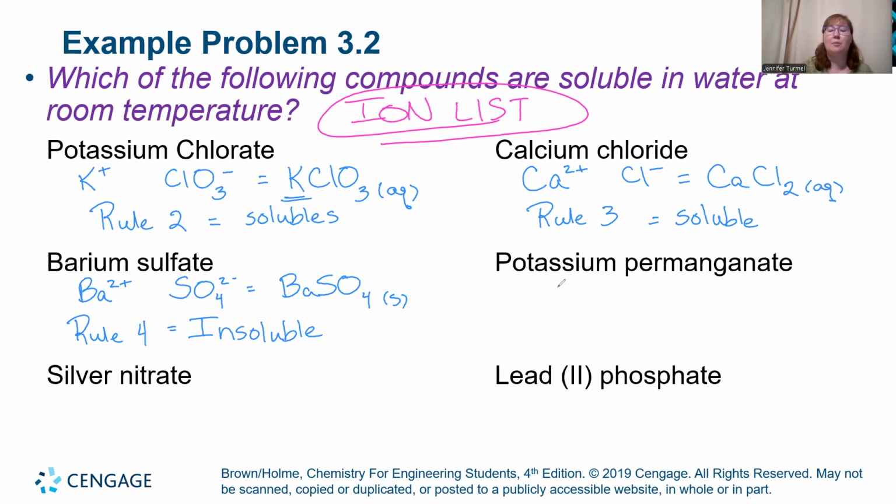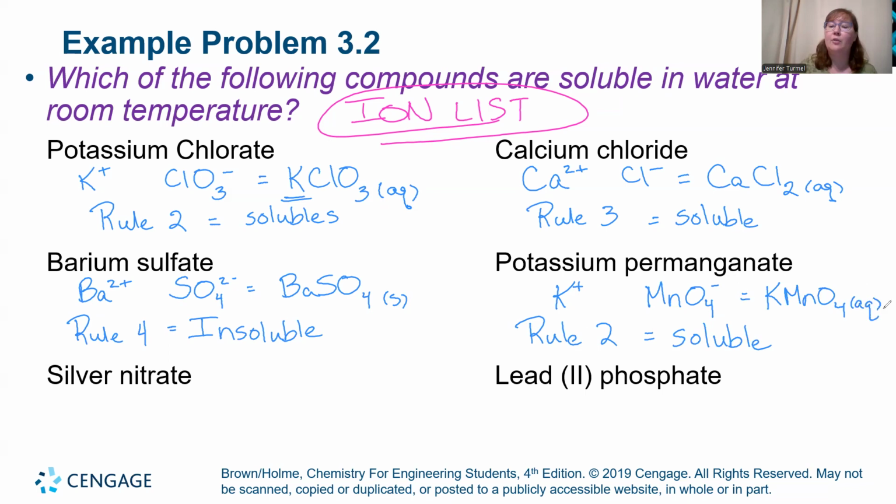Now we have our potassium permanganate. So we have our K plus, and then our permanganate, which is MnO4 minus. And when these come together, we have KMnO4. And if we look at rule 2, that talks about alkali metals, we can see that potassium is always going to be soluble. So this is going to be soluble, and we can put a little AQ after it.